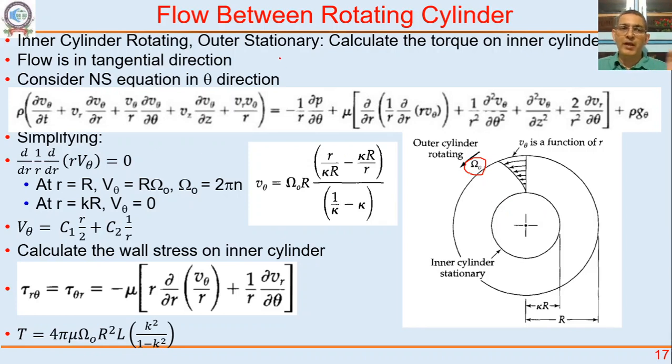All the 7 steps you already know. Flow is in the tangential direction. Radial tangential cylindrical coordinate system. We take Navier-Stokes equation in the theta direction. This is the equation. Simplify. Steady state. No velocity in the r direction. No velocity in the z direction. No v theta by del theta. V theta is not varying with theta. It is symmetric. This one extra term is there in the theta directional equation of motion. This is called a Coriolis force.